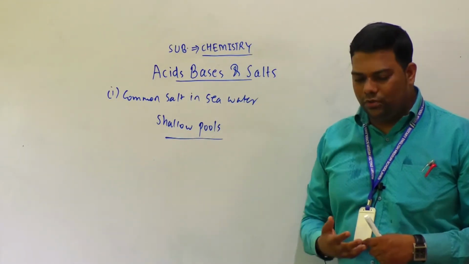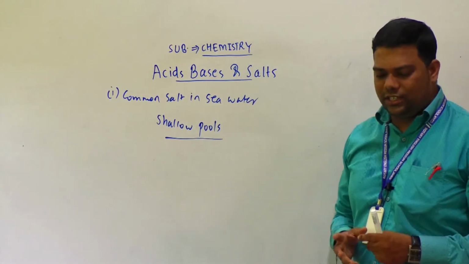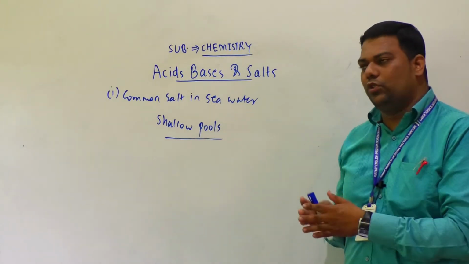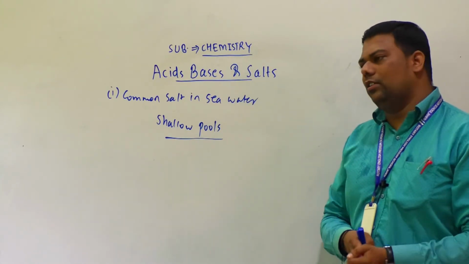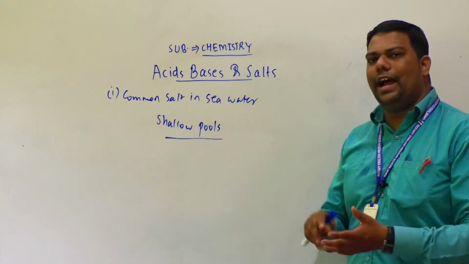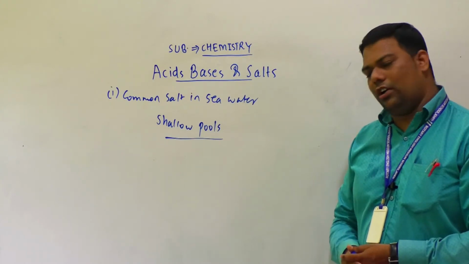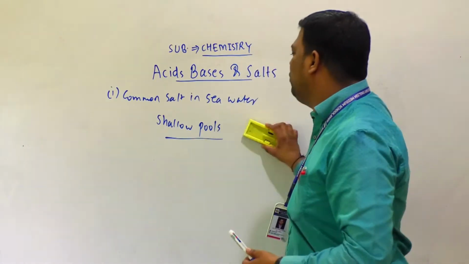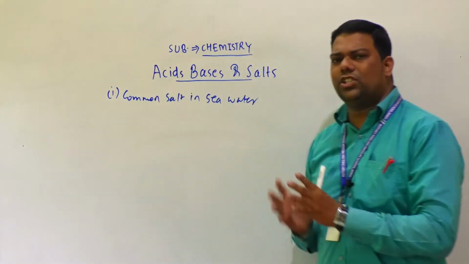This salt is then purified and iodized by adding iodine before use. As you know, you also see iodized salt on TV. So how is it iodized? By adding iodine, and then we can use that iodized salt. It is one of the most important things. You must know that shallow pools means a region where the water content is least.